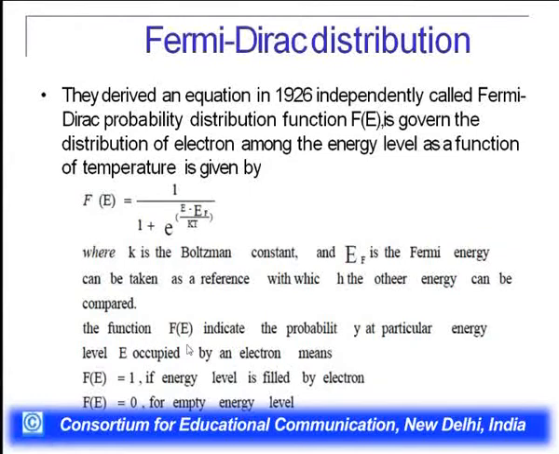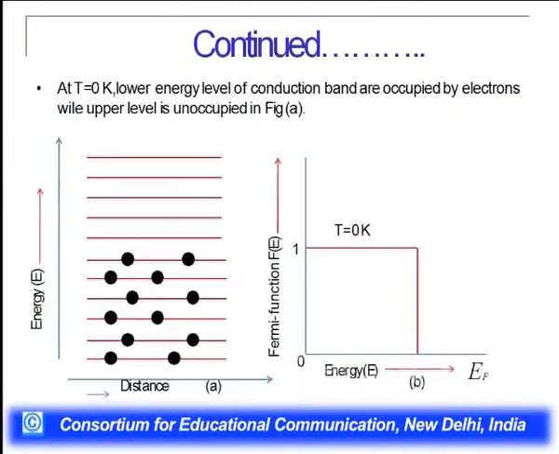The function F(E) indicates the probability that a particular energy level E is occupied by electrons. If F(E), the probability distribution function, is equal to 1, the energy level is filled by electrons. If F(E) is equal to 0, it defines an empty energy level that is not filled.